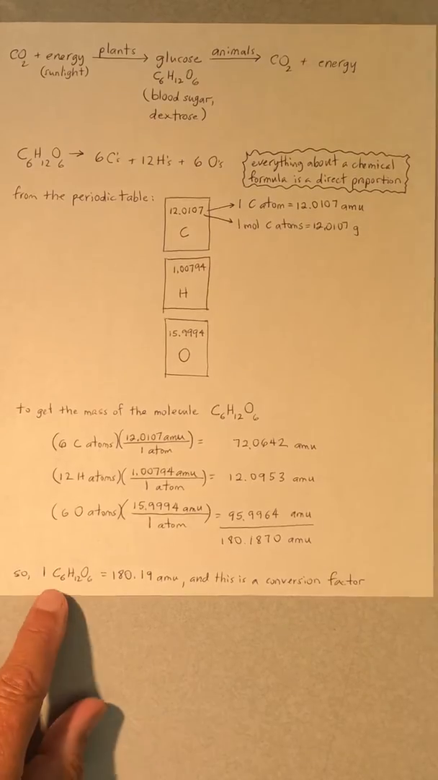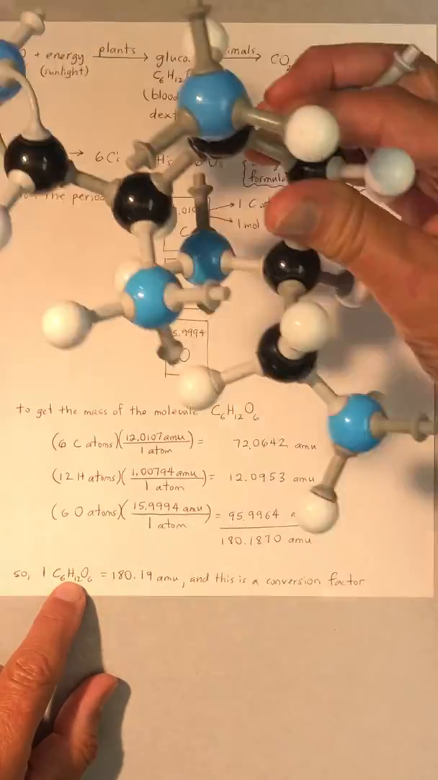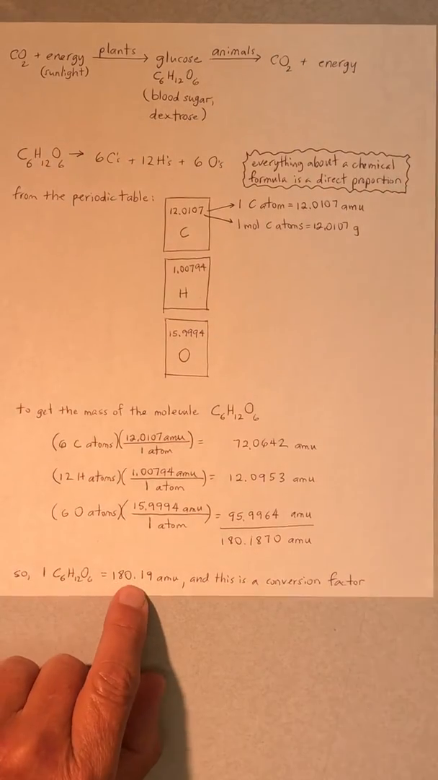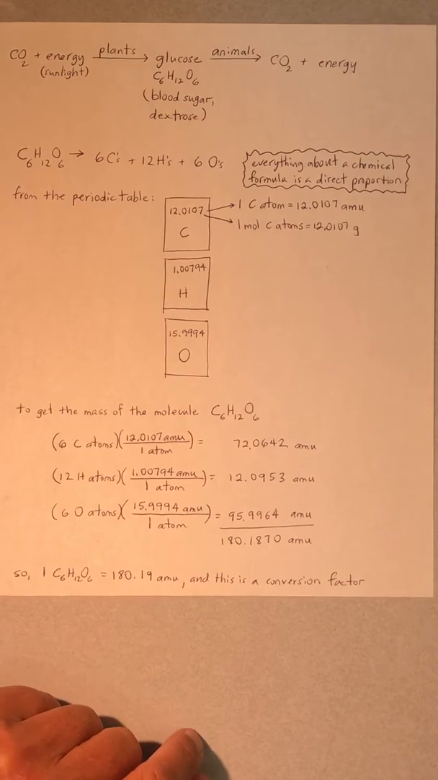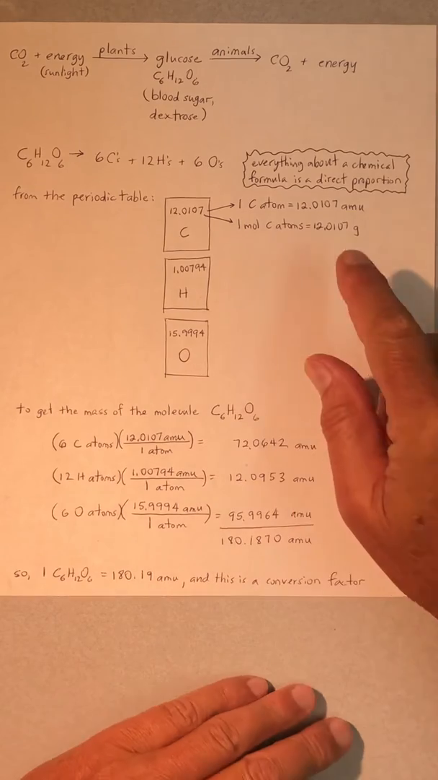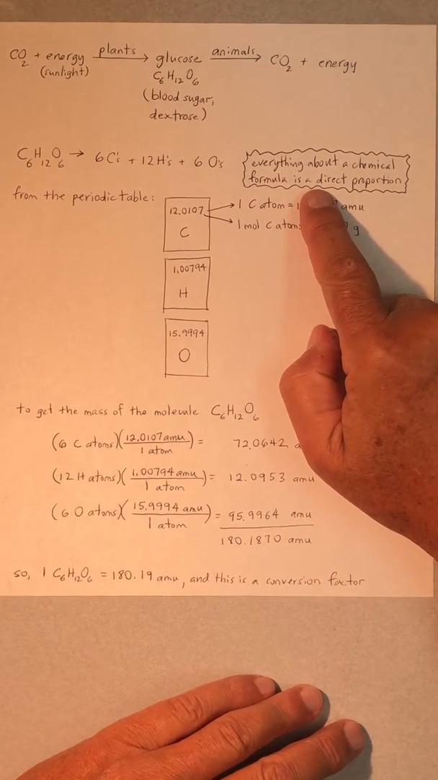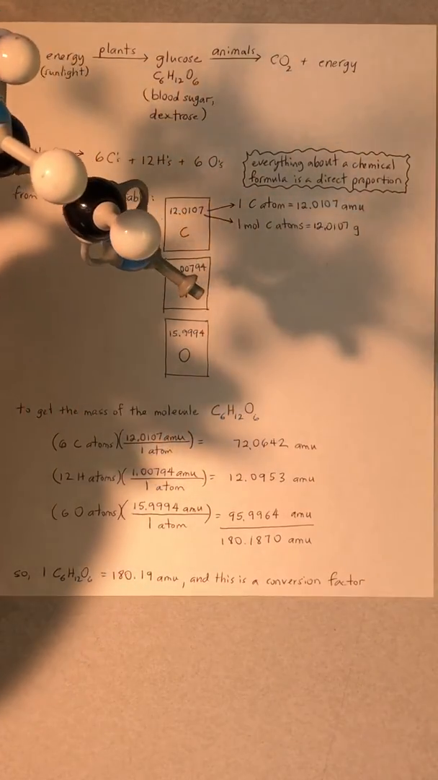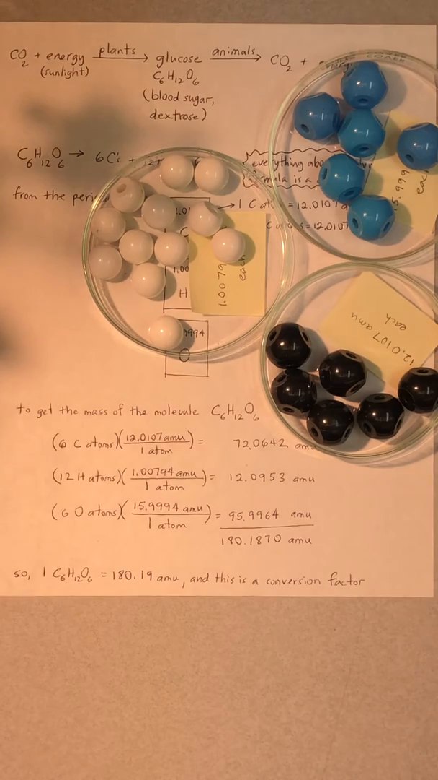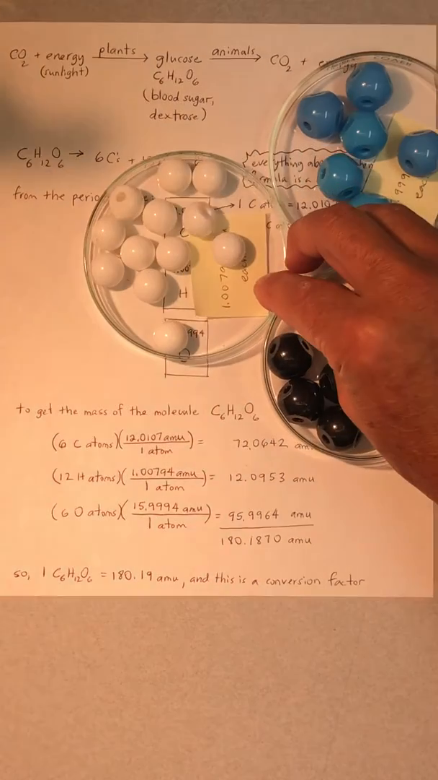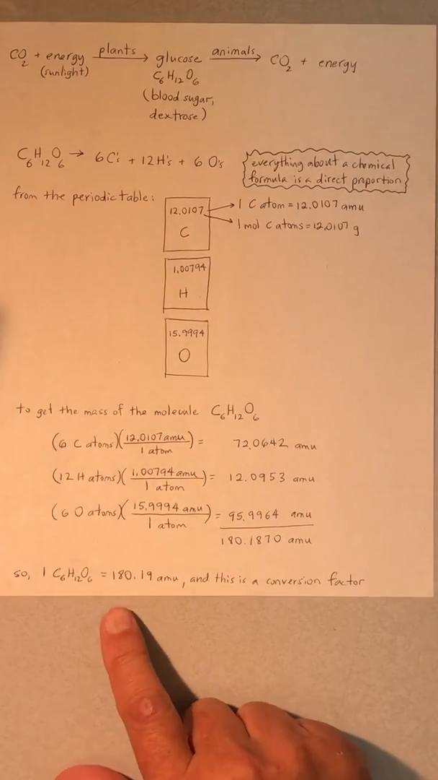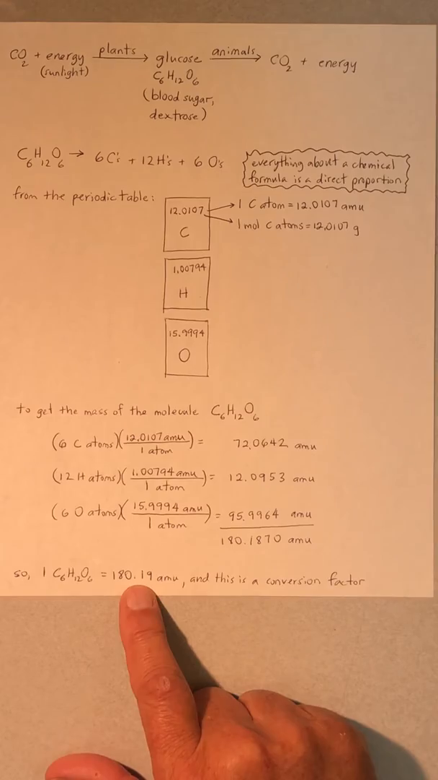So what that means is that one glucose molecule, which is this, representing all these individual atoms, weighs 180.19 AMU, and that is a conversion factor. I want to point out that everything about a chemical formula is a direct proportion. If I had 2 of these, I would have twice as many of all these other components. If I had 0 of this, I would have 0 of these as well. So now we can use this conversion factor to solve different kinds of problems.